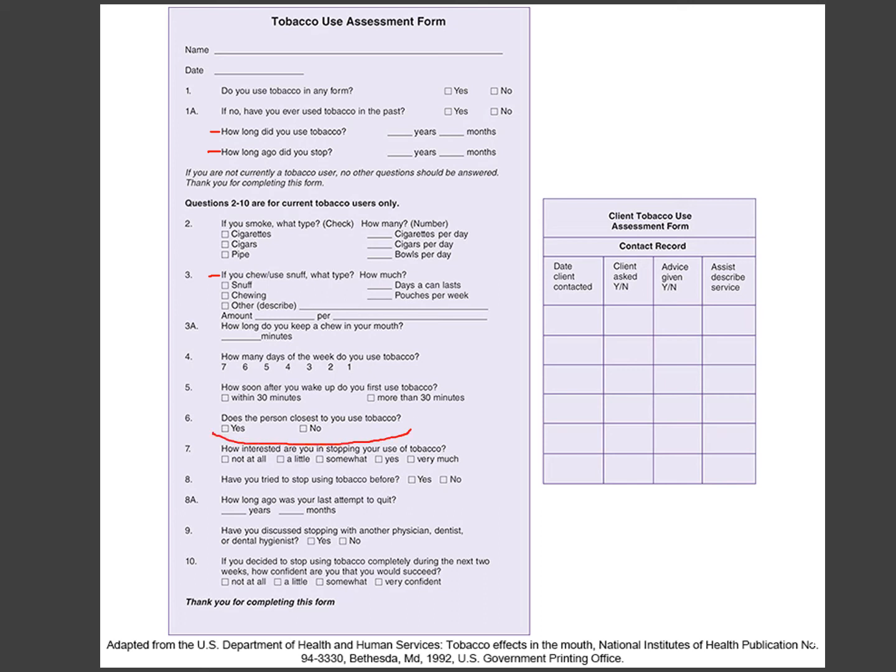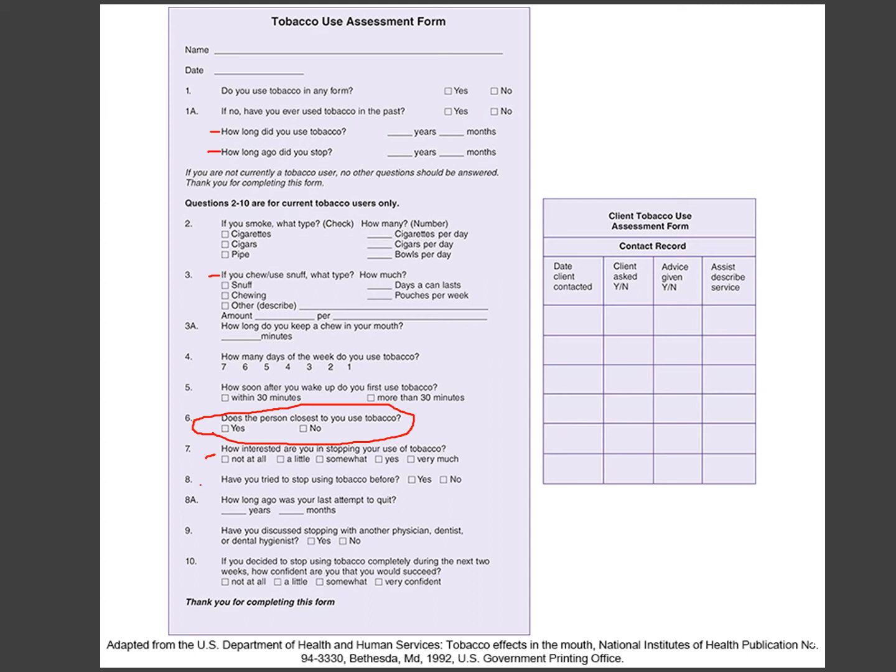This one is probably one of the most important questions we ask as far as motivation level and their ability to quit. Because if their significant other smokes and is not going to quit, but they're trying to, their likelihood of success is really low. It's going to be very difficult for them to do so. How interested are you in stopping your use of tobacco? This one's really important because if they're not interested at all, not whatsoever, then you're not going to convince them, okay? And that's okay. It's not your job to save the world. It's only your job to give them information when they're ready to hear it.